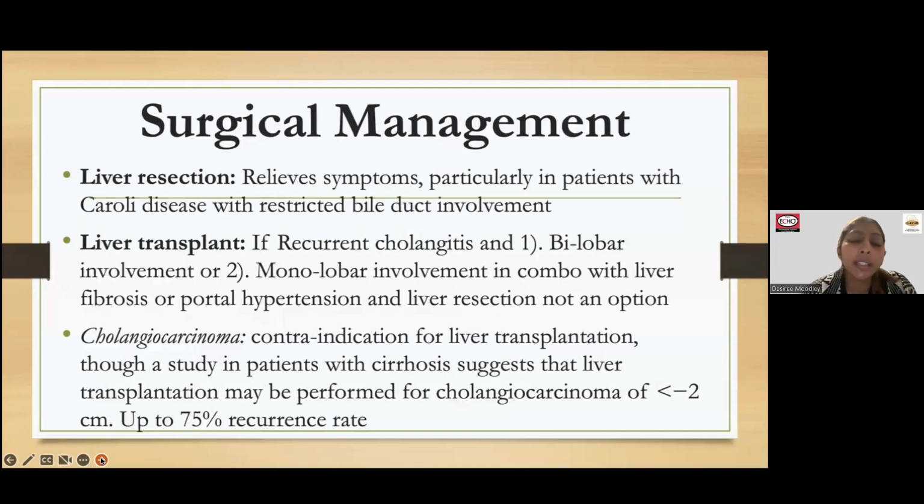For surgical management, so liver resection can be done. It does relieve the symptoms, especially if they have restricted bile duct involvement. We should consider liver transplant if they keep getting recurrent cholangitis and both lobes are involved, or if one lobe is involved, but they also have liver fibrosis or portal hypertension, and liver resection is not an option. Cholangiocarcinoma, they say, is a contraindication for liver transplant, but there was a study done that showed that it could be done if the cholangio is less than 2 centimeters. This is, however, associated with a high recurrence rate of up to 75%.